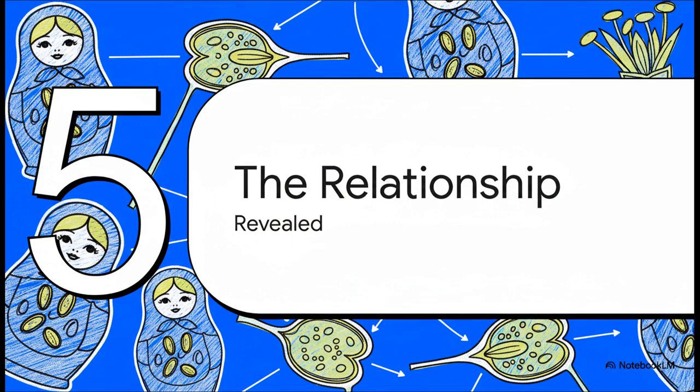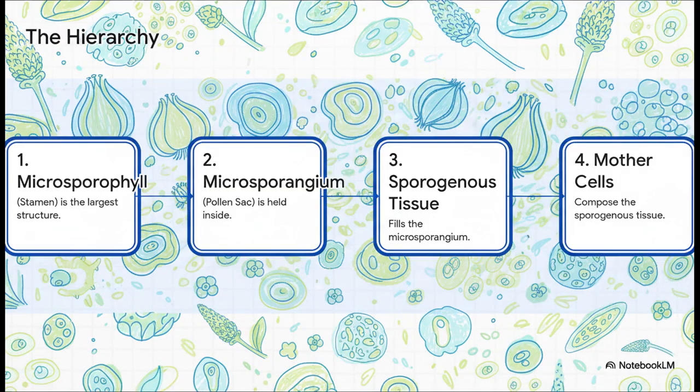We've done it. We've unboxed every single layer, from that big leaf-like structure all the way down to a single cell. Now let's put it all back together and see the full picture. The entire relationship just laid out clearly. So here's the complete hierarchy. Our full set of nesting dolls. The outermost doll is the microsporophyll, what we call the stamen. You look inside that, you find the microsporangium, or the pollen sac. That sac is filled up with sporogenous tissue. And that tissue, well, it's made of all the individual microspore mother cells, which are the little factories that produce the pollen. It's a perfect four-layer system.